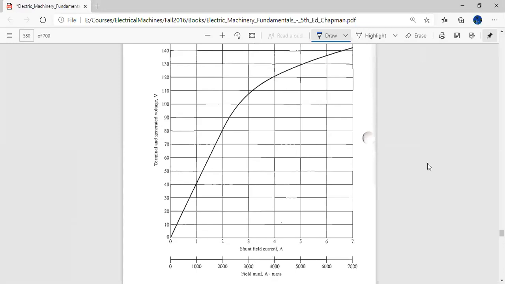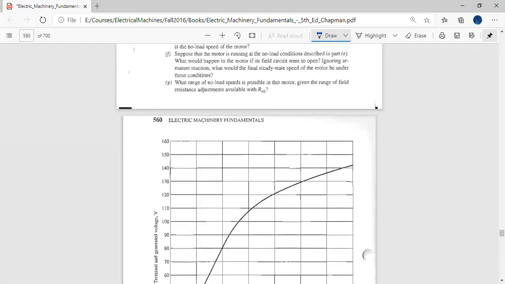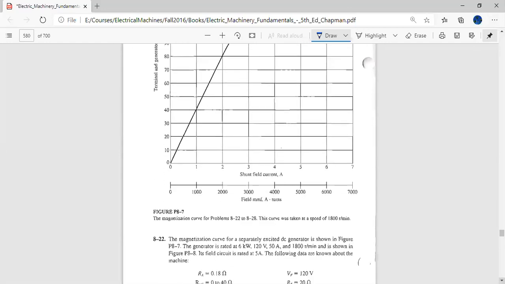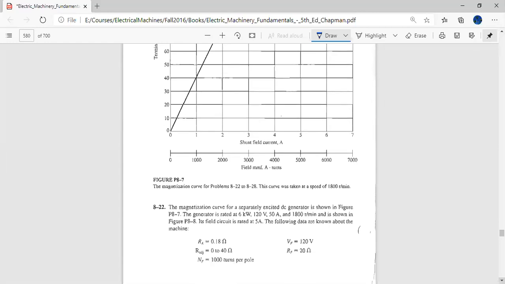So the number of turns on the machine is constant. It appears this machine has 1000 turns, because when IF is 5, the MMF is 5000. So this machine has N equal to 1000. It should also be mentioned in the data. Yes, it is written over here that the field has 1000 turns, so you can directly relate IF and the MMF by just multiplying by a factor of 1000. Okay, so we have got some data about it.